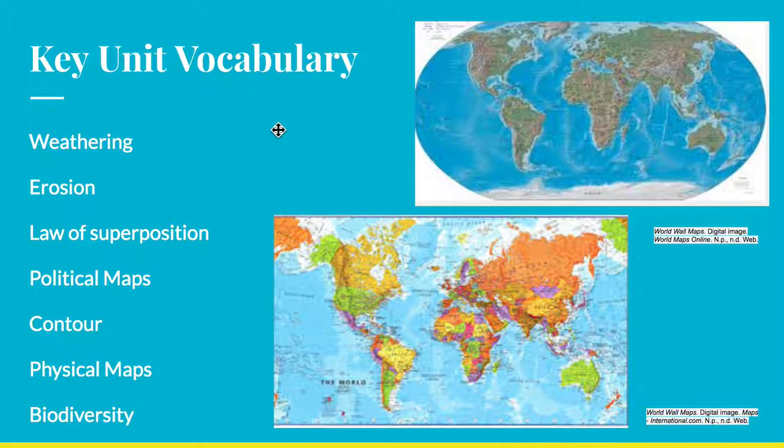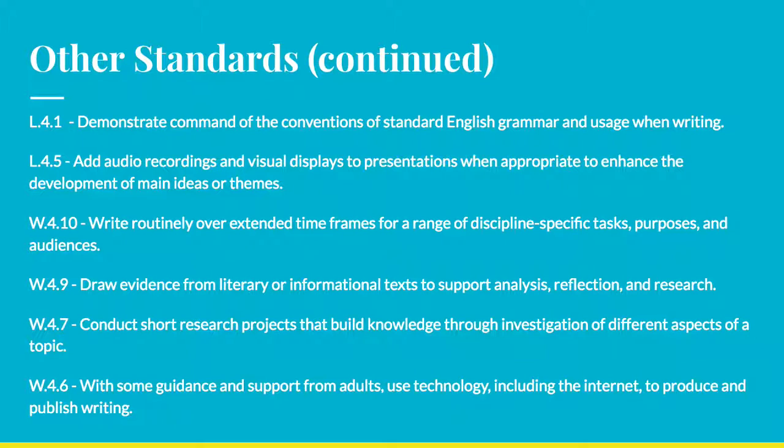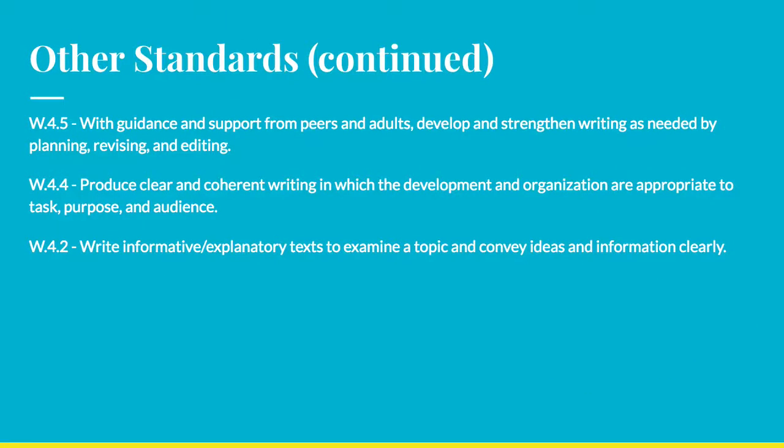Some of the key unit vocabulary that you'll be learning about are weathering, erosion, the law of superposition, political maps, contour, physical maps, and biodiversity. The next couple slides are going to be standards, which are going to be more for your teacher than for you. This is so that we can assess you based upon these standards throughout the unit.